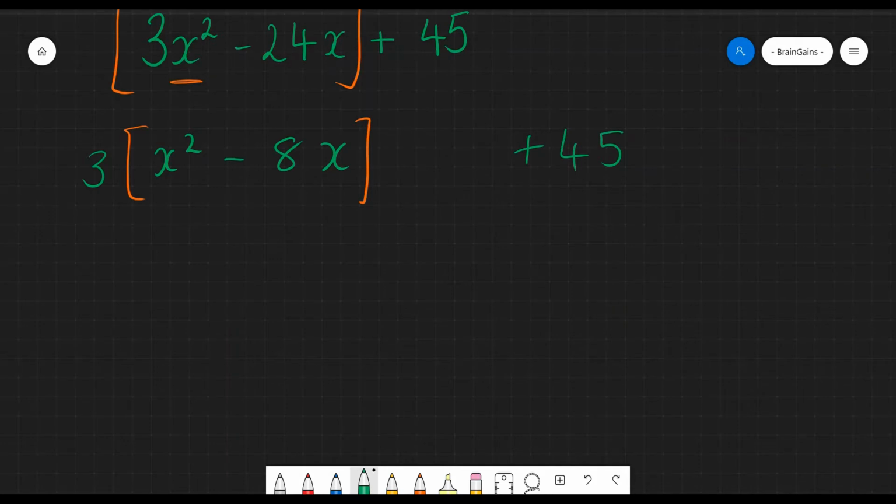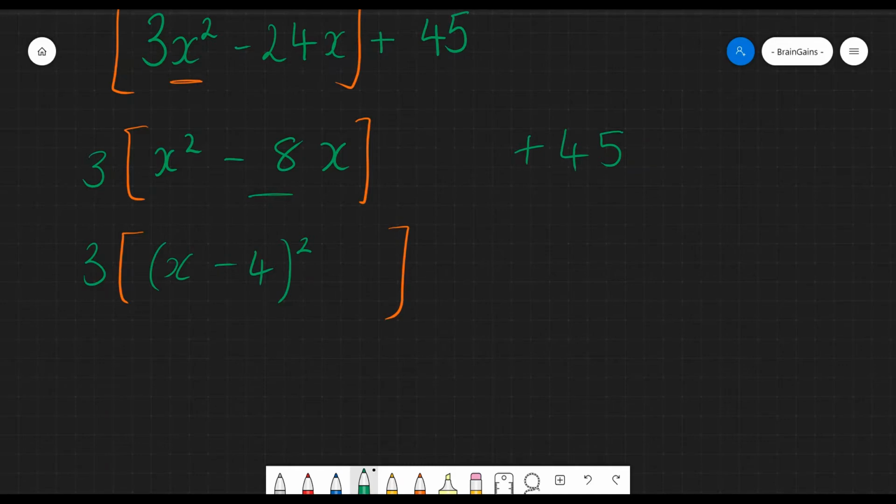Now that you've factored the 3 out and the coefficient of x squared is just 1, now you can complete the square. In this step, you have the 3, the square brackets stay the same, but now your x squared becomes x, and what you do with the coefficient of x is you halve that constant, so it becomes minus 4, and you square your bracket.